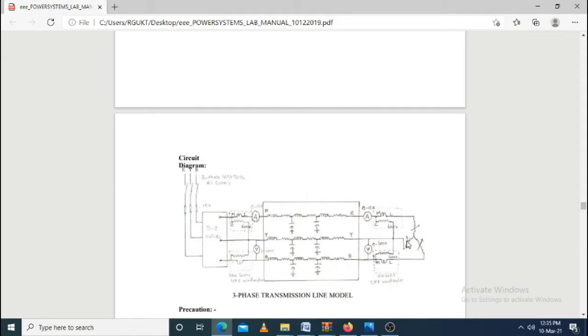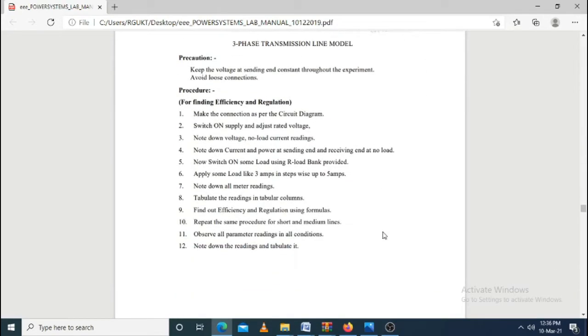First take the no-load values and note W1 and W2 for the sending end, the corresponding receiving end readings, and the ammeter and voltmeter readings. Then gradually increase the load step by step: 1 ampere, 2, 3, 4, up to the rated current, 5 amps, which is full load. Take all the meter readings at each step. This is the procedure. Tabulate the readings and find the efficiency and regulation.